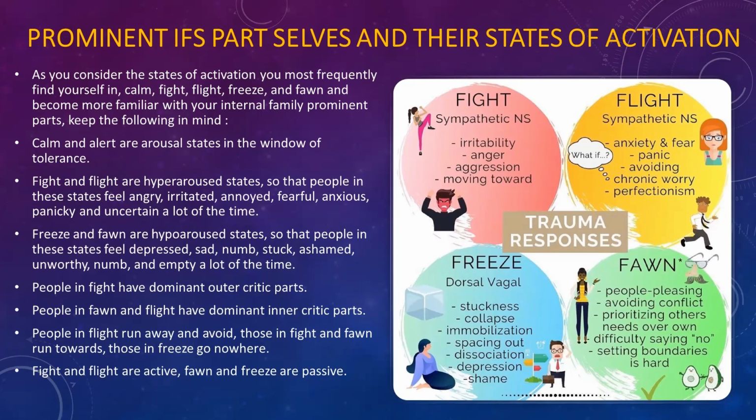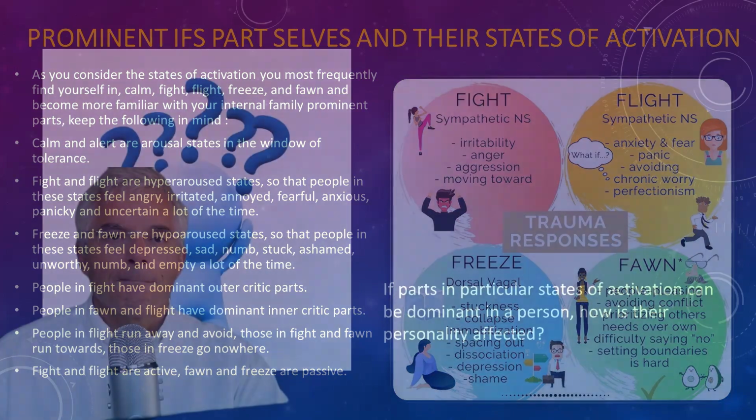People in fight have dominant outer critic parts. People in fawn and flight have dominant inner critic parts. People in flight run away and avoid. Those in fight and fawn run towards. Those in freeze go nowhere. Fight and flight are active. Fawn and freeze are passive.